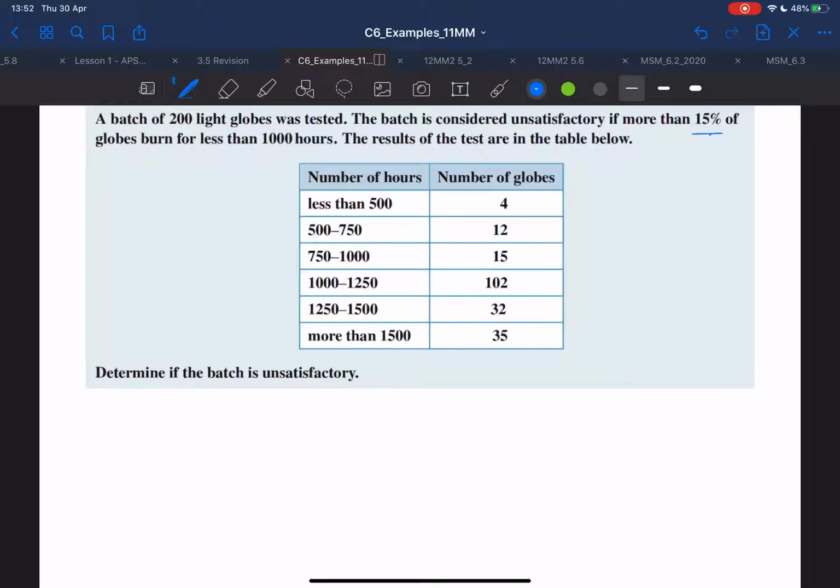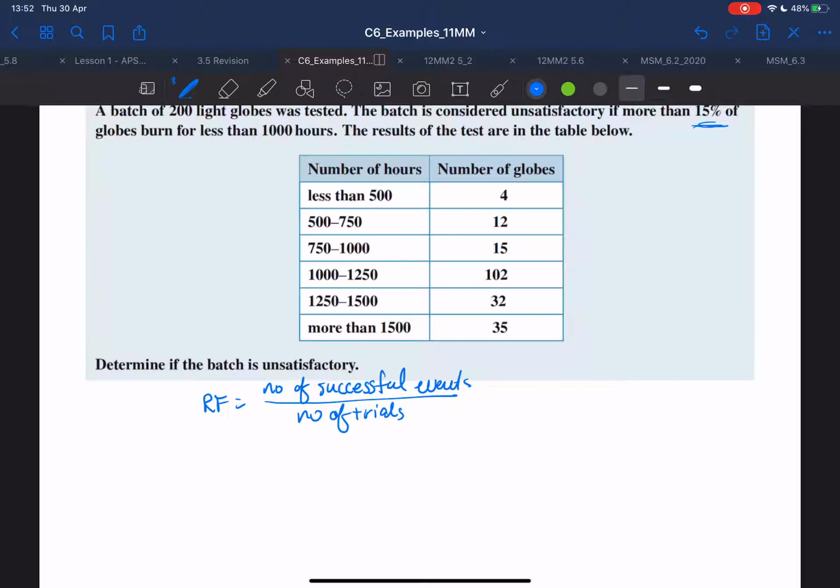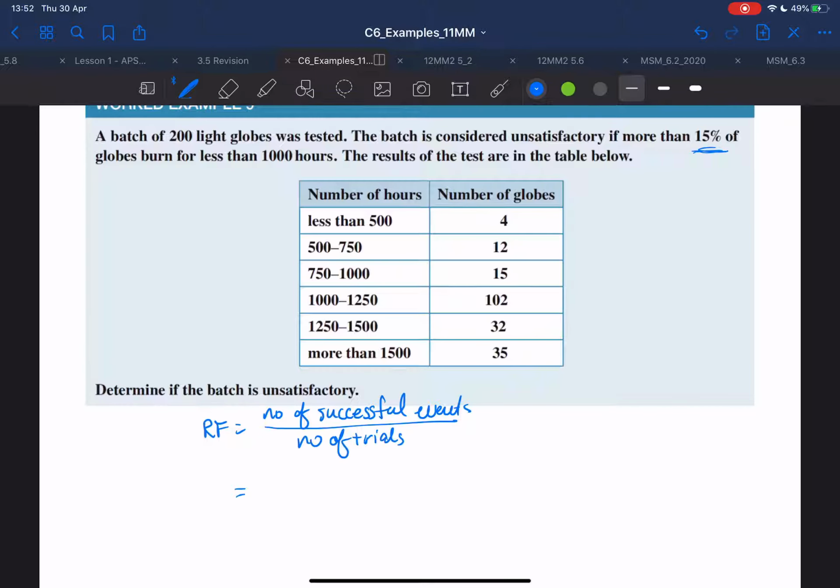Okay, so we're going to start with relative frequency, and the relative frequency will be the number of successful events divided by the number of trials. Now, if we are looking at this and our benchmark is 15%, it means that we look at how many burn for less than 1,000 hours.